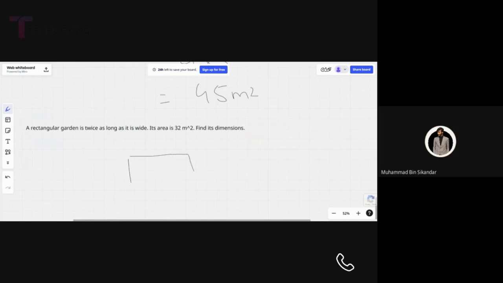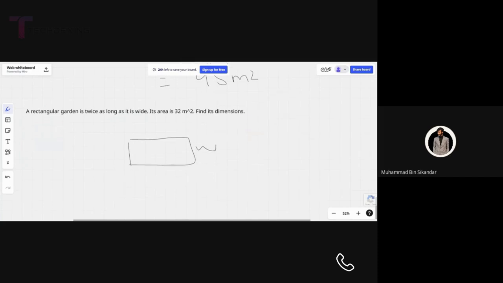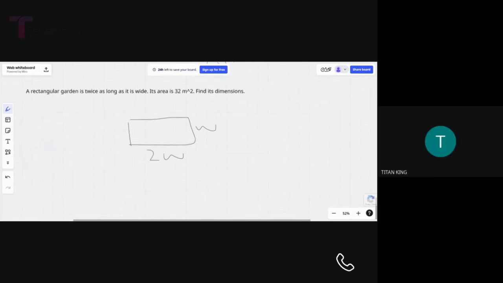Yes, that exactly is my question to you. Let's work it out. I am given that the length is twice as long as it is wide, which means the length is double the width. So what am I going to do? Let's suppose that this W is my width. So the length will be 2W because it is twice, right? Am I right, Abdullah? Right.